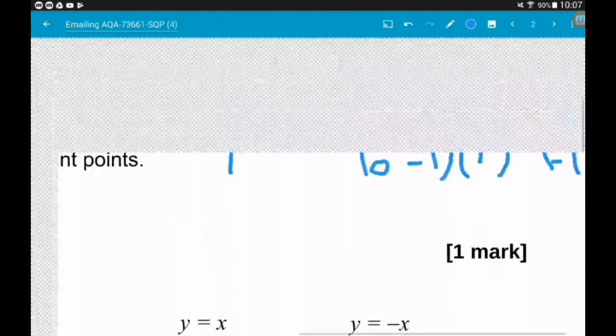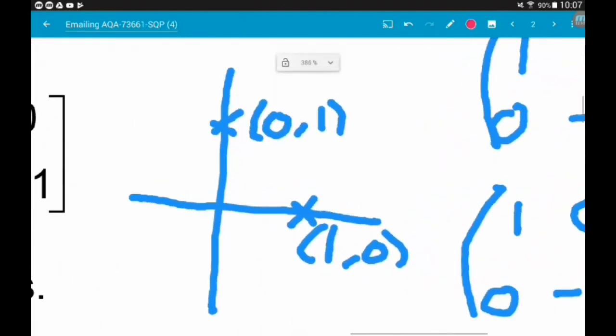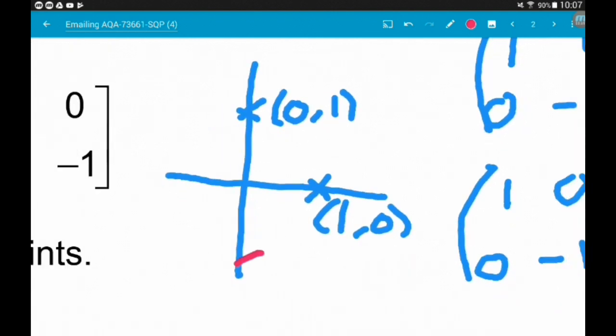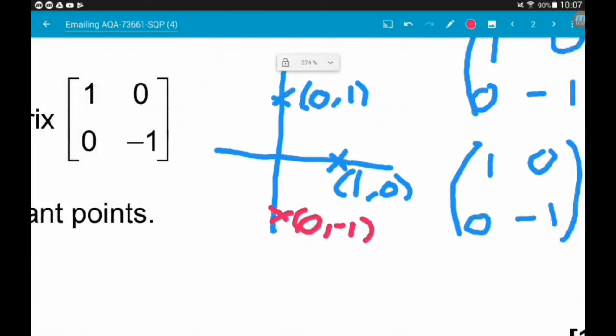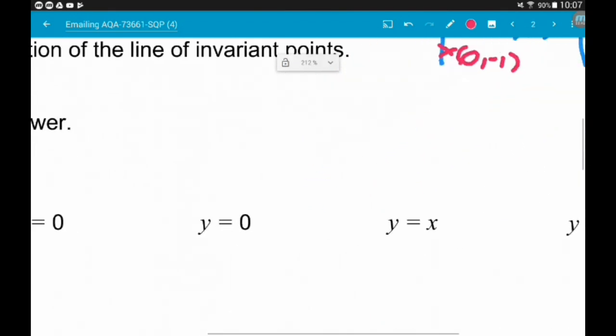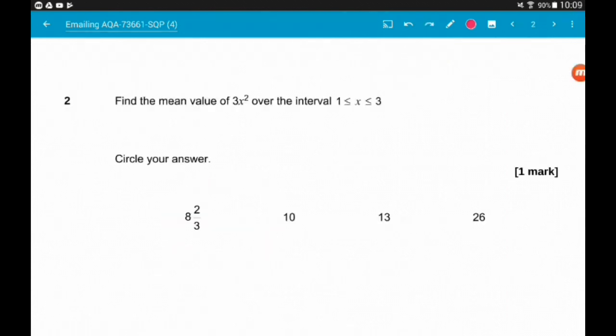So what's happened is the point 0, 1 has been reflected down to 0, minus 1. The other point, 1, 0, is invariant. So what we've done is reflect in the x-axis. The equation of the x-axis is y equals 0. Good times.